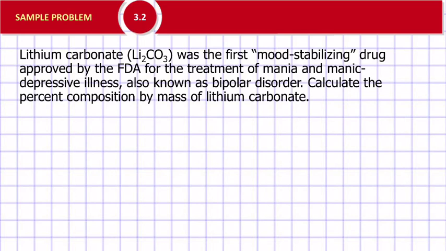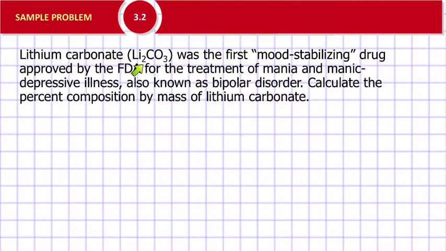Let's do another one, an example from the book. Lithium carbonate was the first mood-stabilizing drug approved by the FDA for the treatment of mania and manic depressive illnesses, also known as bipolar disorder. Calculate the percent composition by mass of lithium carbonate. When they say percent composition by mass, they want the percent of each element in the compound separately. Now, on a test question, I'm more likely to ask, what's the percent by mass of carbon in lithium carbonate, and just have you do one piece of it instead of all of them. But here we're learning the process, and so we're going to do all of them.